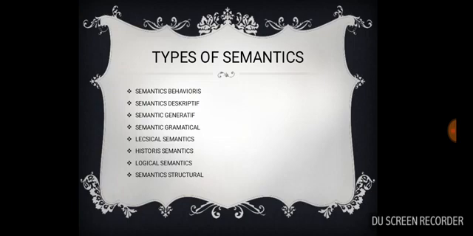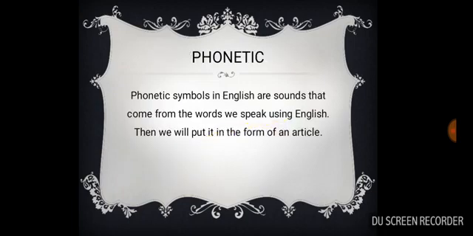Okay, now number 5 is the definition of phonetic symbol. Now it is about phonetic symbols. The definition of phonetic symbol is actually more directed at the signs that discuss and explain how a sound can be formed. In other words, the signs are more likely to point to the part of our bodies that can make sounds. In addition, the phonetic symbols in English are the sounds that come from the words we speak using English. Then we will put it in the form of an article. If we study the phonetic symbols in English, it will be related to IPA or the International Phonetic Alphabet.